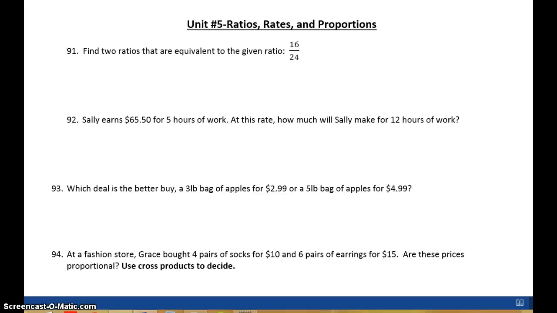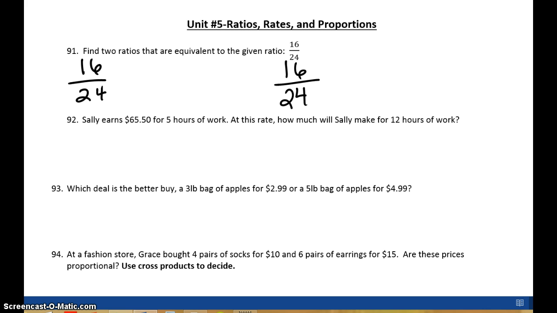In Unit 5, we covered ratios, rates, and proportions. So for number 91, it says find two ratios that are equivalent to the given ratio, 16/24. So I'm going to rewrite 16/24 twice here, and I'm going to show what I either divide or multiply by to get my new equivalent ratios. Make sure you show that work. That's how you would show your work here on this question.